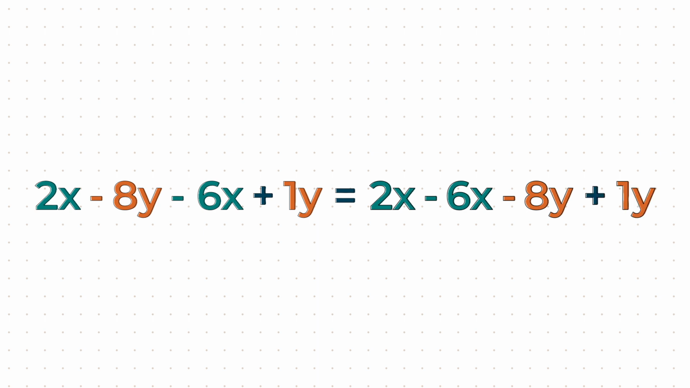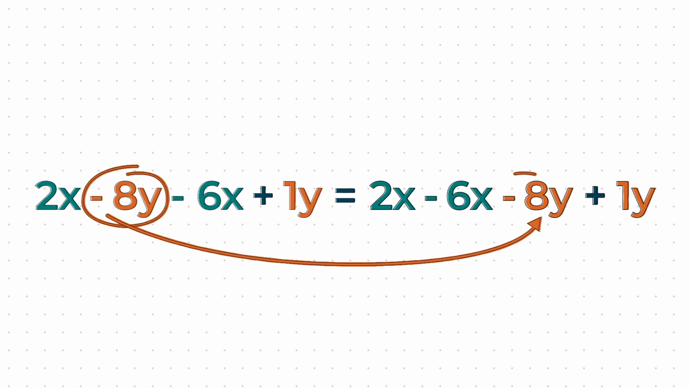And don't panic. If the orders of the letters are different, simply group the like terms together, and just as we learned in the previous video on directed numbers, be sure to keep their signs the same. Example, 2x minus 8y minus 6x plus 1y will be equal to 2x minus 6x minus 8y plus 1y. See how negative 8y maintained its negative sign even when moved to the end of the expression.